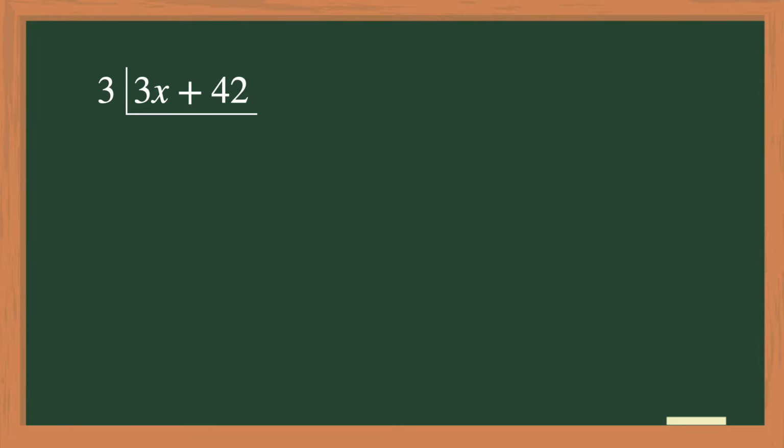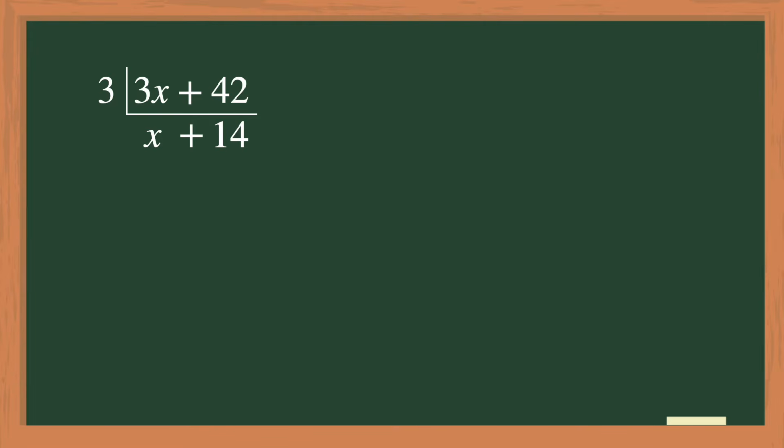So 3 divides into 3x one time, leaving just the x, so I will bring it down. I will also bring down the addition sign. And then I will divide 3 into 42 to get 14, and I'll bring that down as well. I will continue this process until I reach a point where the terms do not share any common factors other than 1. And looking at x and 14, I see that I have reached this point.